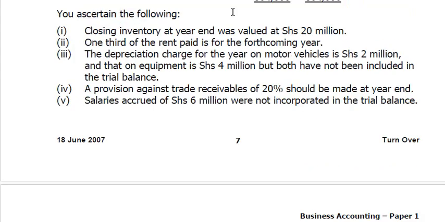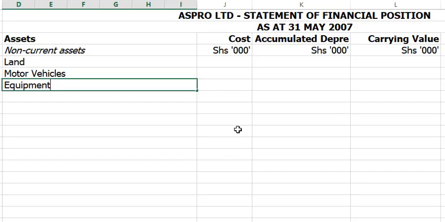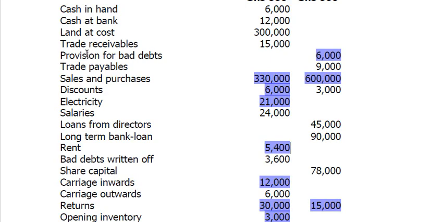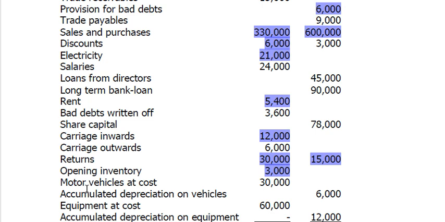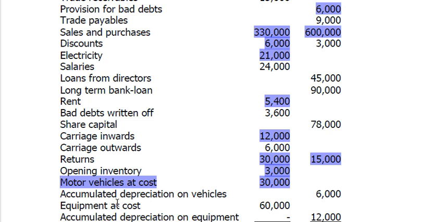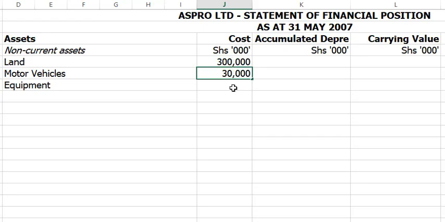But we need to see what is the cost of land. Land at cost 300,000. So land, its cost is 300,000. Then the motor vehicles at cost, that is 30,000. Then the equipment at cost 60,000. Those are the non-current assets which we have in this case.